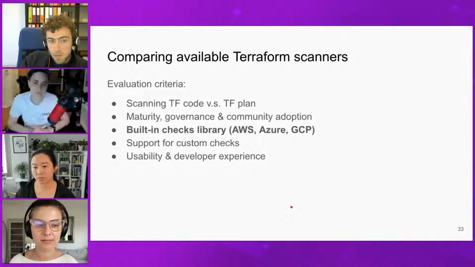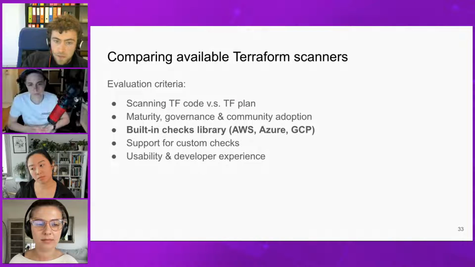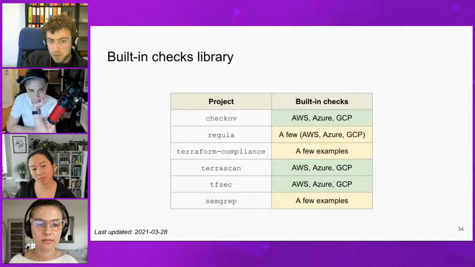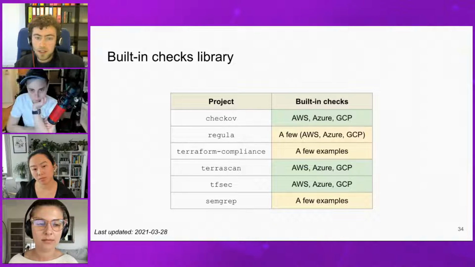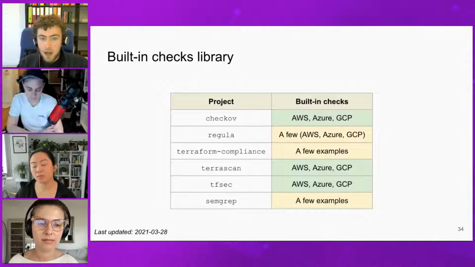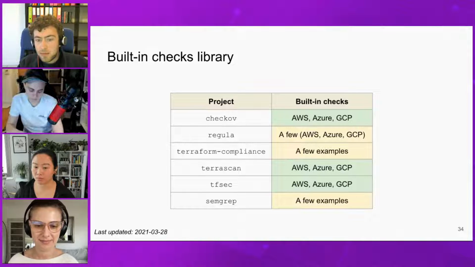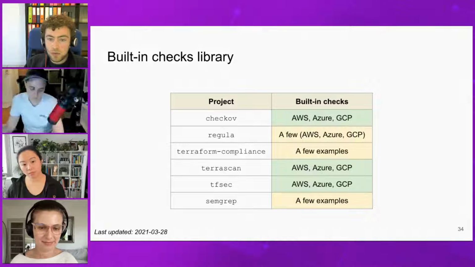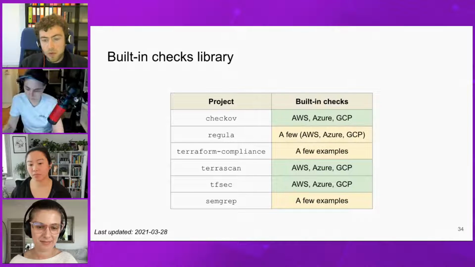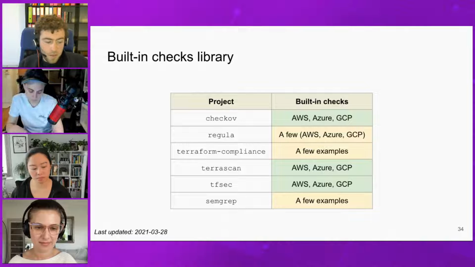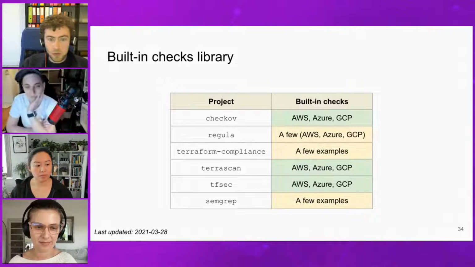Now, if we look at the built-in checks library of these tools, it's a bit different depending on the tool. Checkov, Terrascan, and TFSec have a bunch of checks for all the three major cloud providers. While Regula, Terraform Compliance, and Semgrep don't have much. They have a few examples, but it means that if you use them, you will have to start a bit more from scratch, which can be fine, since we know that we are not trying to scan for everything and we want to have a baseline that makes sense for us. So we don't want to take all the 5,000 checks from a tool and run them.